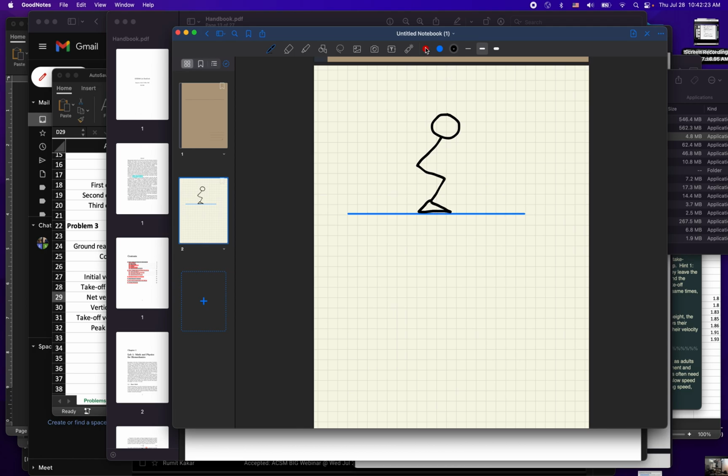The jumper is going to have two forces acting on him when he's touching the ground. He's got gravity, which is acting on his center of mass here, m times g. And then he's got a contact force under his feet here, acting upward. I'm going to call that contact force FV, V for vertical.